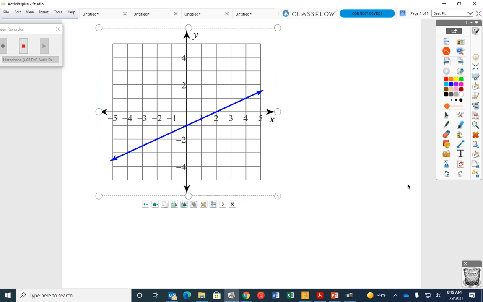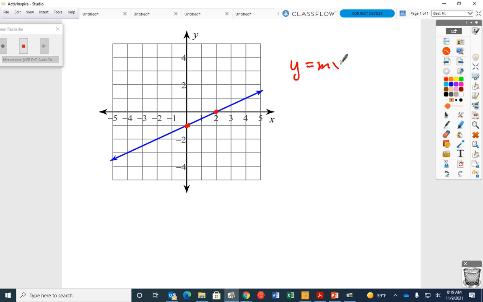Okay, does it help if I do this? Does that help? Okay. Esme Olivia, what's the y-intercept of this line? Negative 1. You guys agree? Okay. Esme Olivia, to get from here to here, what did I have to do?